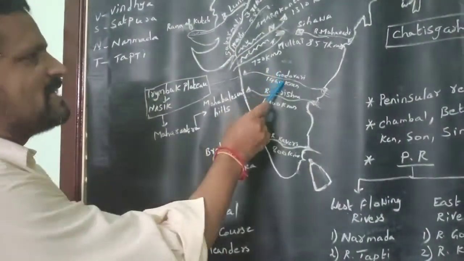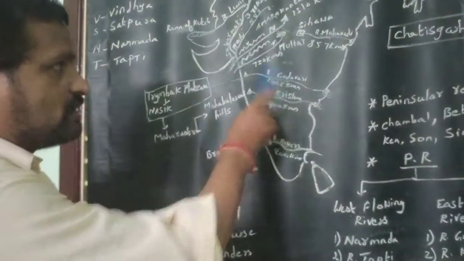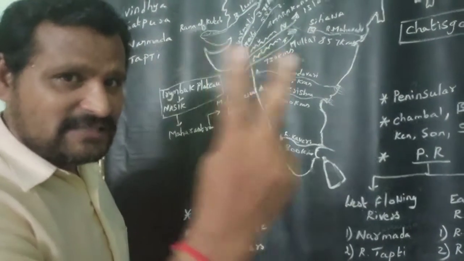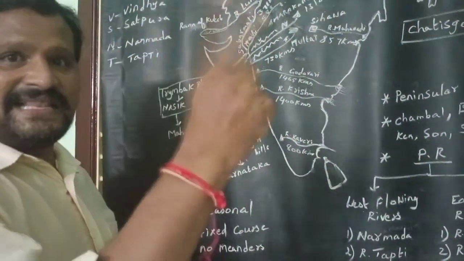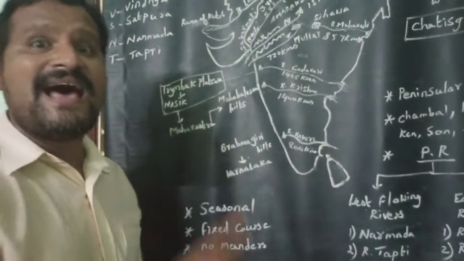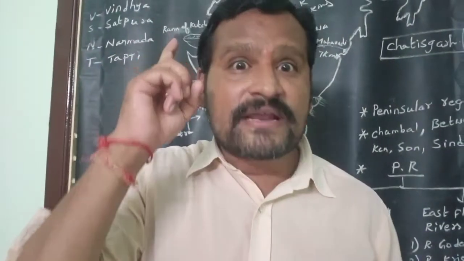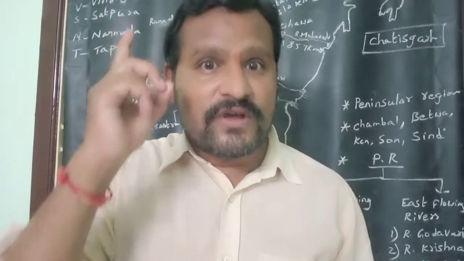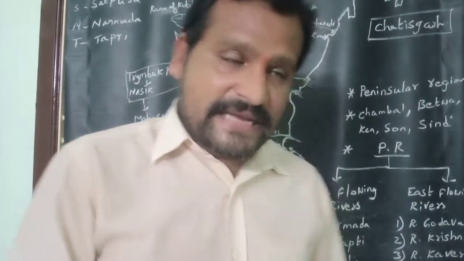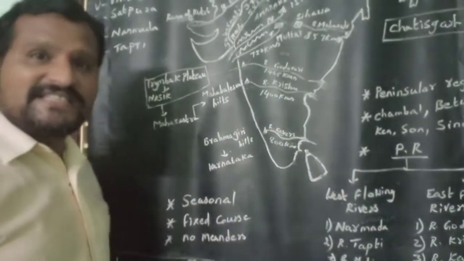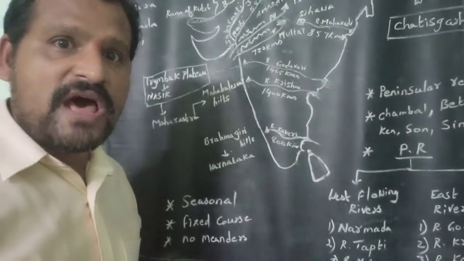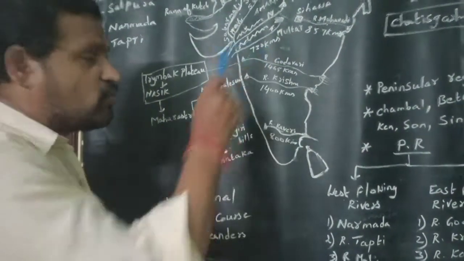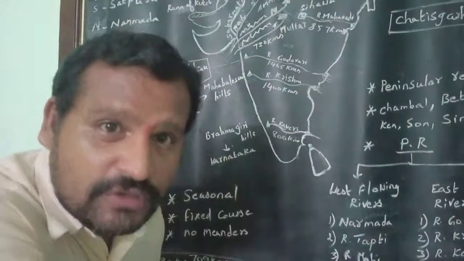The largest peninsular river is Godavari. The first largest river in our country is River Ganga. The second largest river in our country is River Godavari. At the same time, Godavari is the first largest peninsular river in the country. River Godavari is the largest river in South India.